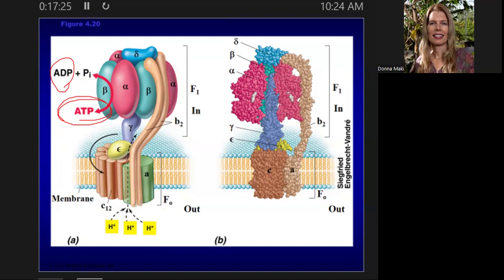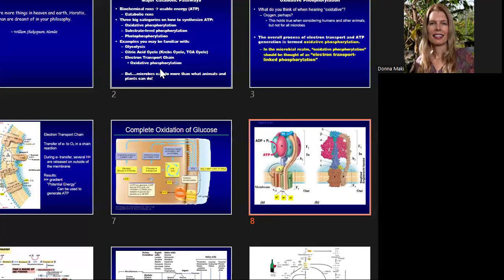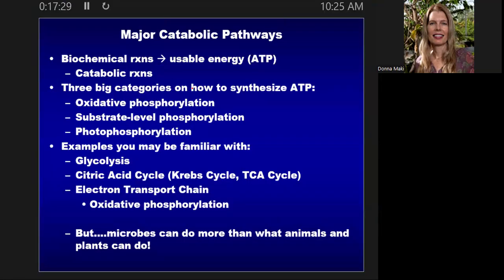Okay, so going back to this. Oxidative phosphorylation, that's the electron transport chain process. Yes, oxygen can be involved, but not always. This next idea of substrate level phosphorylation, microbes can do that. You're doing it right now.